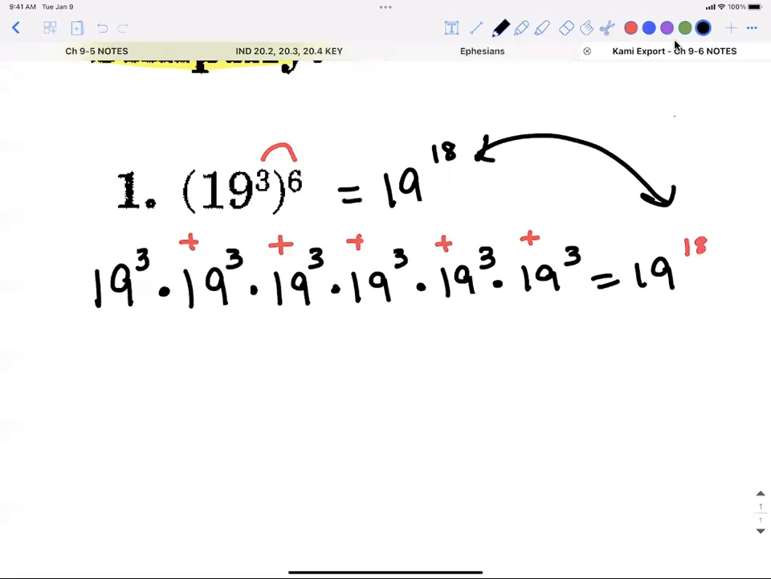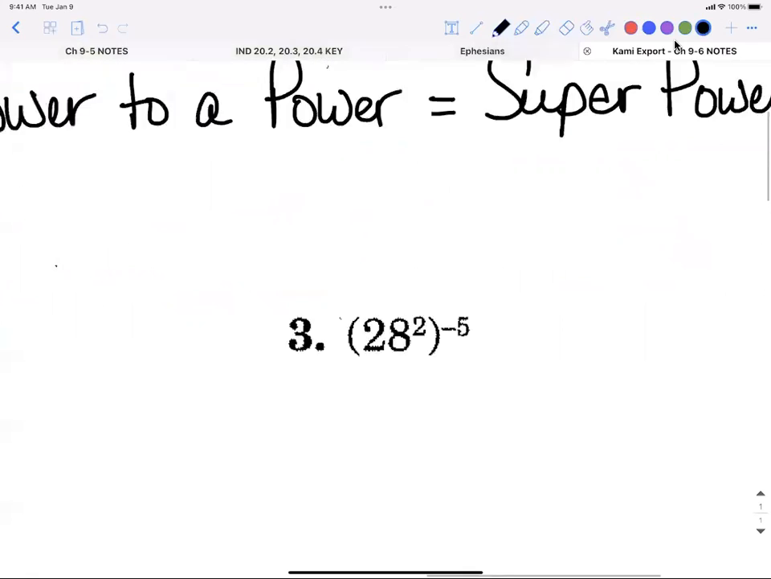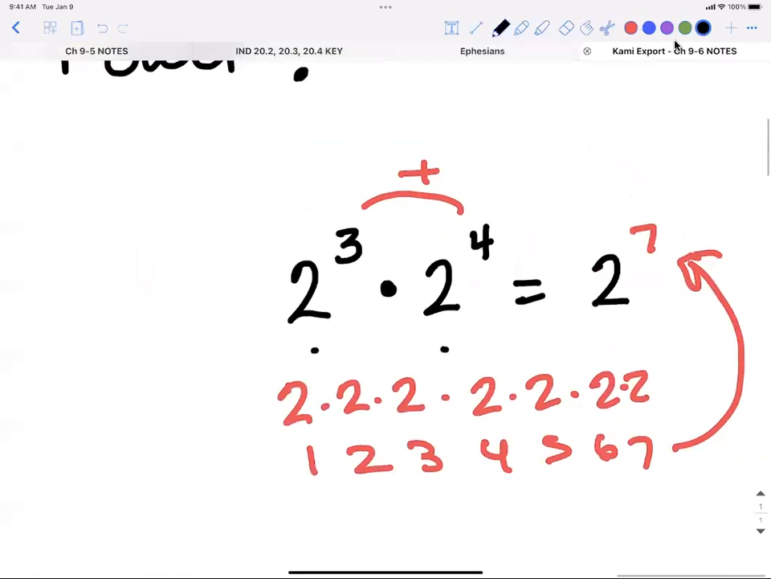Huh? It is, except you're not adding, you're multiplying. And the reason I always say power to a power equals a superpower is it just helps you when you're doing a chapter test, and some of them are multiplication and some of them are a power to a power. It helps you remember that when you are simply multiplying 2 like bases, you add.